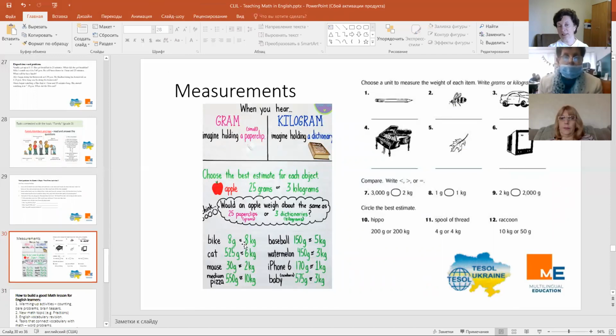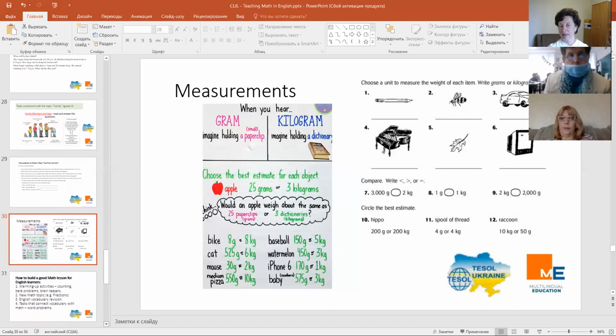And finally, with the fourth and the third grades, we did measurements. And I should say that measurements are very different in British education, because, for example, they always try to compare, like a bike, 8 grams or 8 kilograms. Then they try to make kids think about the world around them, and this is how kids can apply measurements to their everyday living.